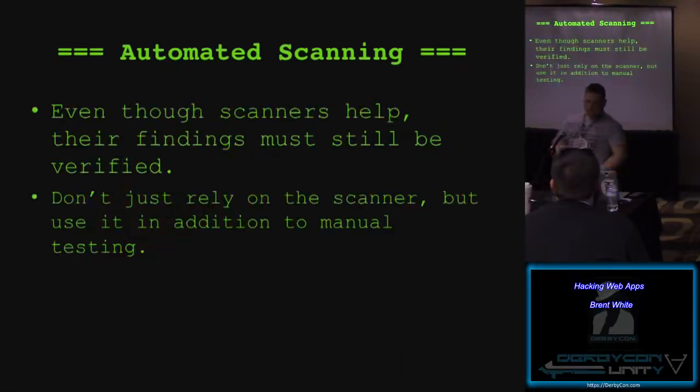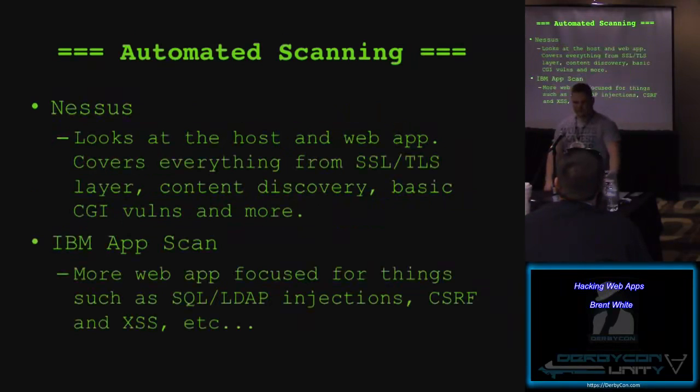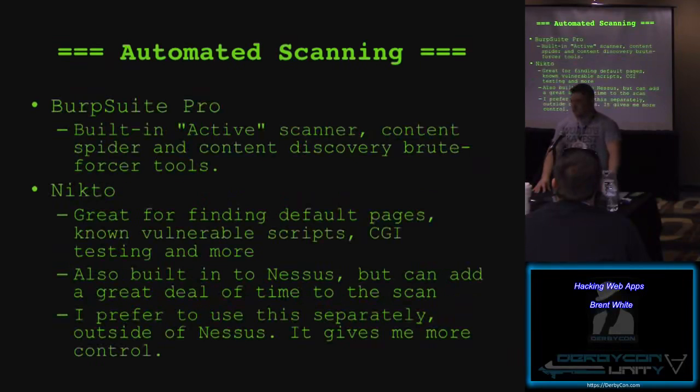So even though scanners help, again, we have to validate their findings to see, is it there, or was it just a scanner that totally misread something? Don't rely on those. Make sure you test it. A few automated scanners that we use are Nessus and IBM AppScan. Burp Suite Pro has some great automated scanning and a lot of add-ons that you can put in there with it to help make it an even more valuable tool.